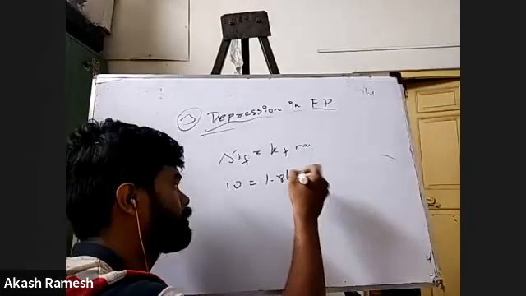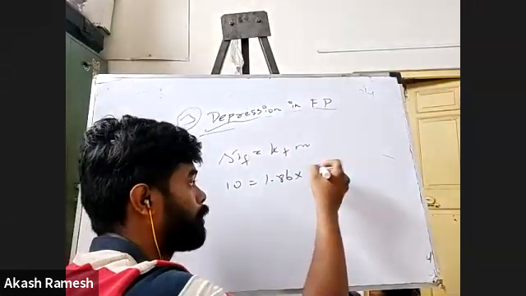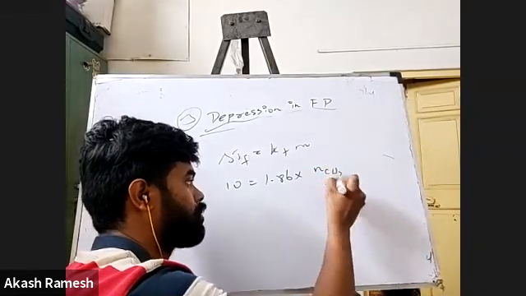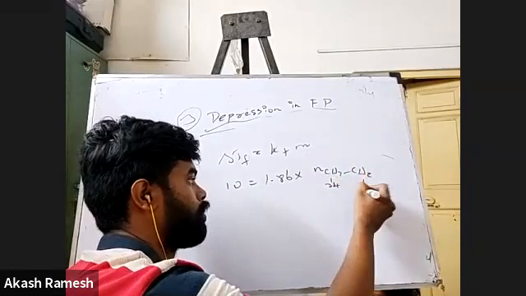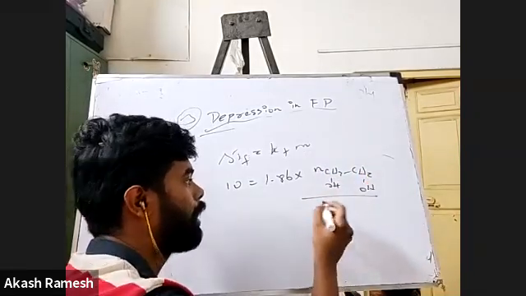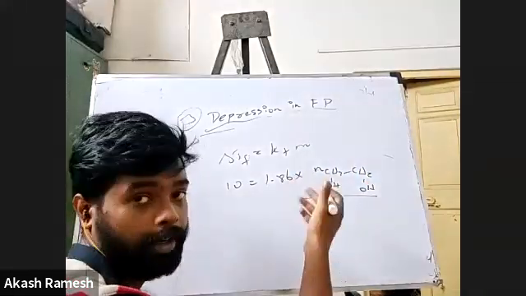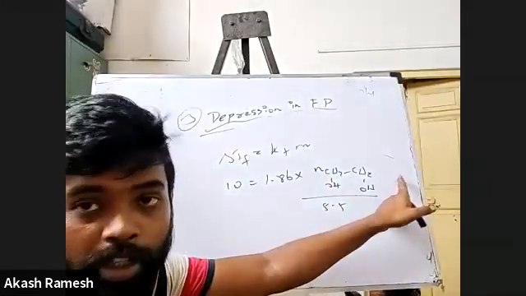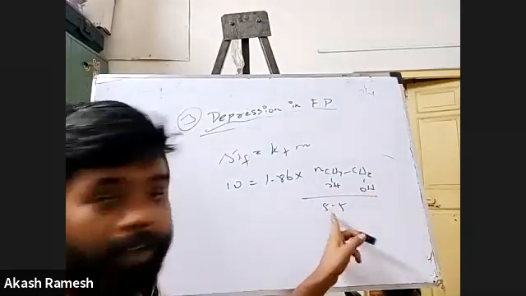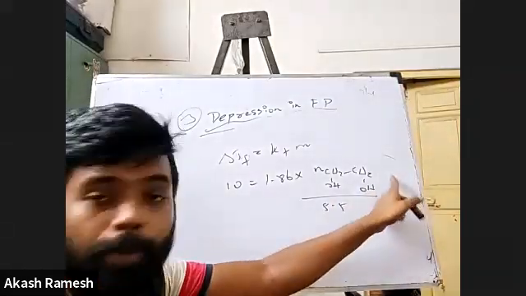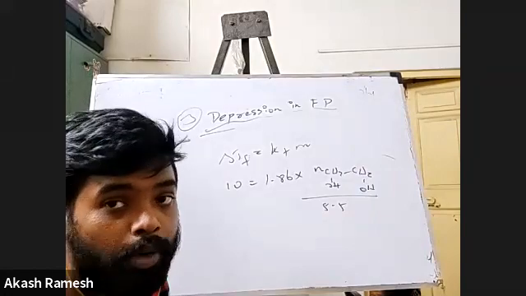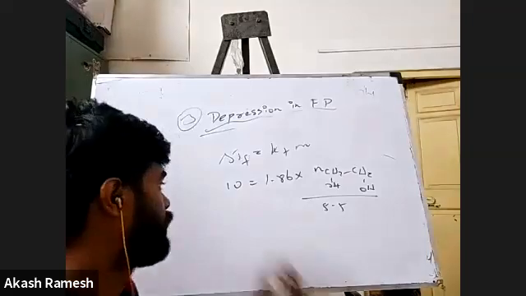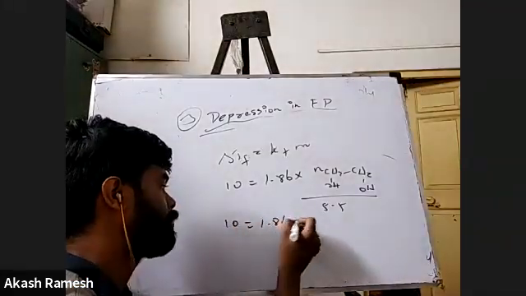So Kf is 1.86. Molality would be number of moles of ethylene glycol, CH2OH, divided by mass of water, the mass of solvent. Mass of solvent is 5.5 kg. So you don't have to put 1000 here. Please understand, this 5.5 is in kgs, so that's why I'm not putting any 1000 here. If you want to convert it into grams, then you have to put 1000. Okay, fine. So this will be 10 is equal to 1.86.